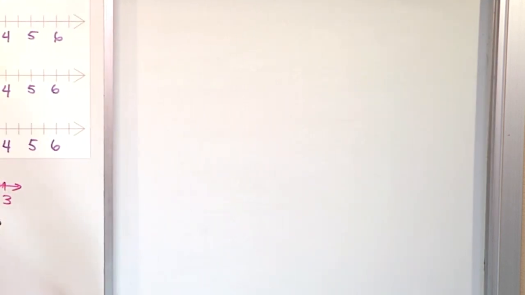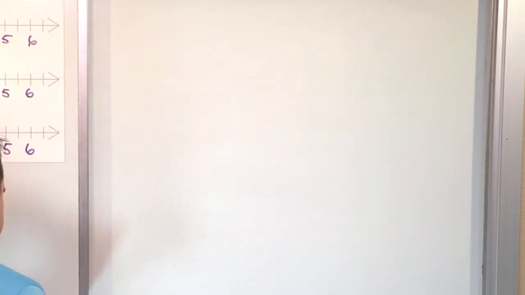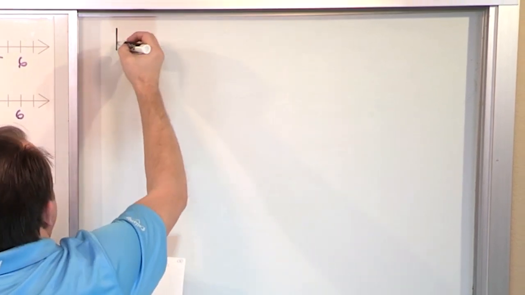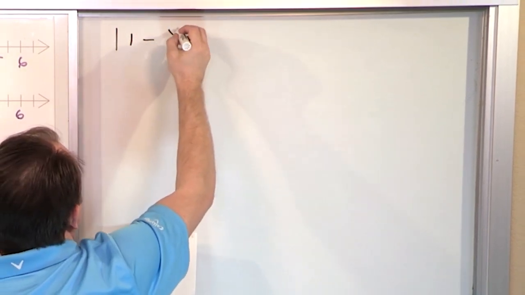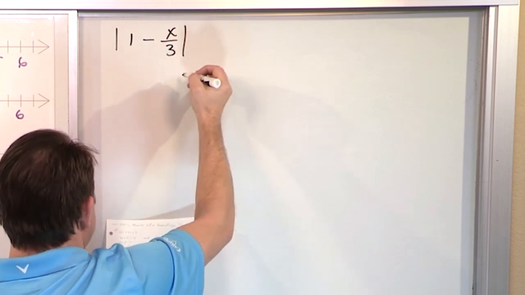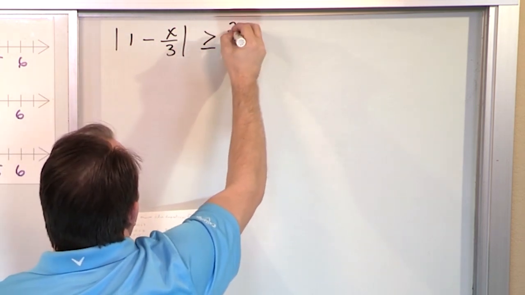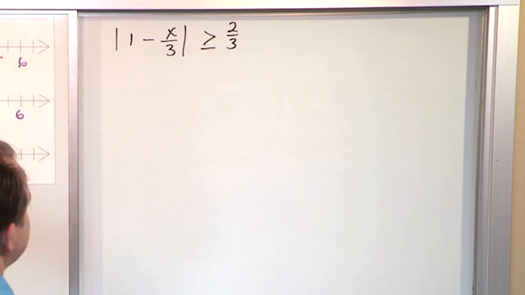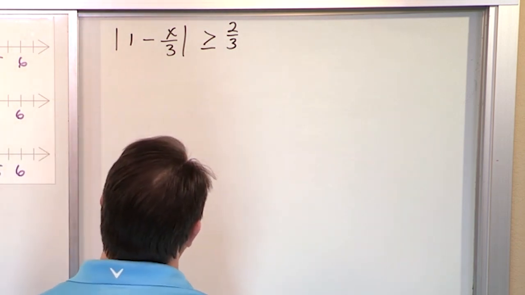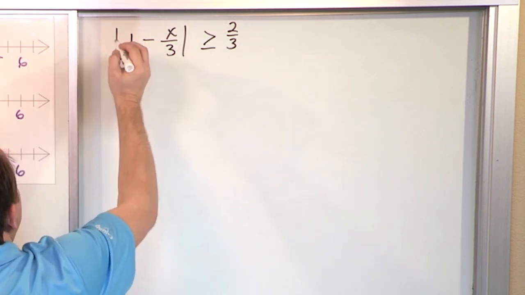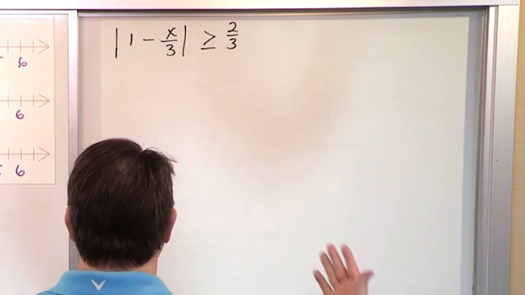All right, so the next problem is going to be the absolute value of (1 minus x) over 3, close absolute value, greater than or equal to 2/3. Now the only reason that this one's really a pain is because it has fractions everywhere, so you're going to have to deal with fractions. But the first thing we want to do is identify what type of inequality is it. Is it and or is it or?